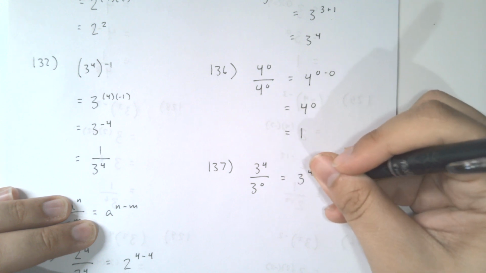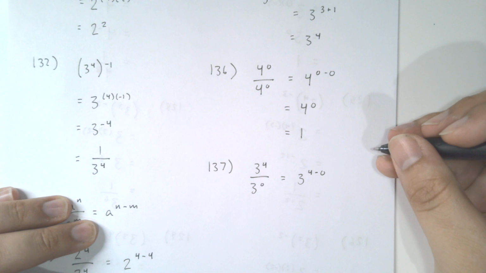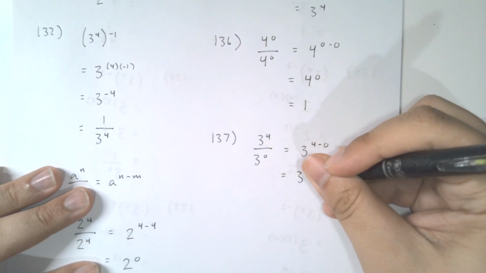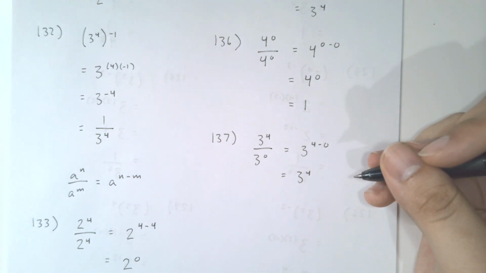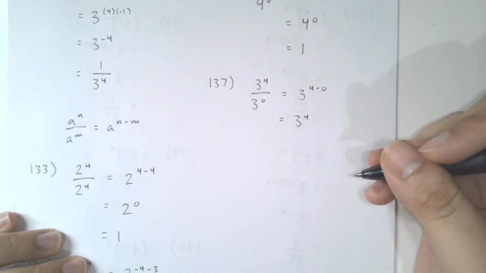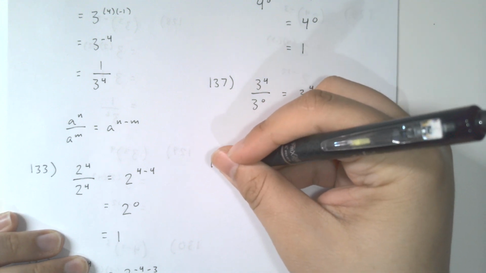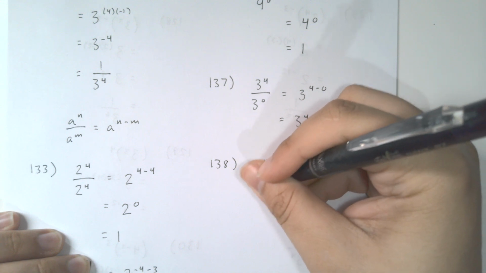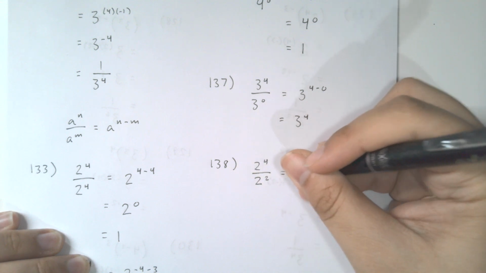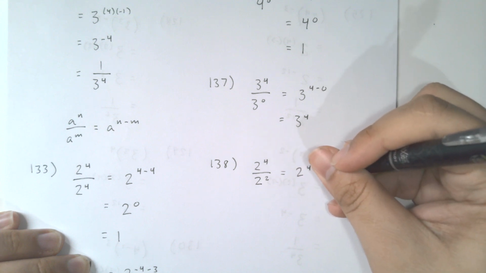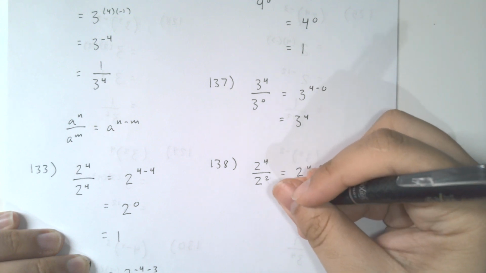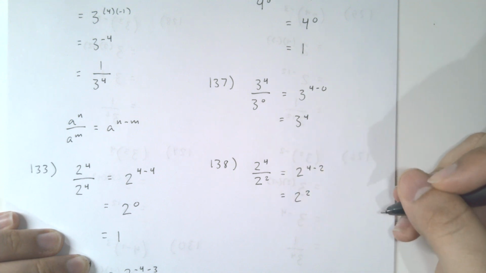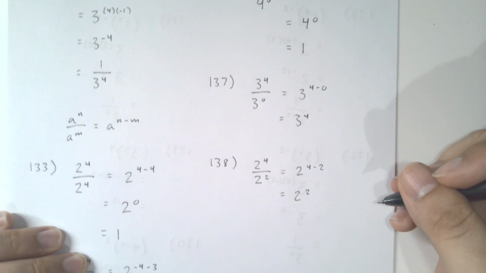This is equal to 3 to the 4 minus 0 power. And 4 minus 0 is still 4. So we have 3 to the 4th power. And this is good as is. For 138, we have 2 to the 4th over 2 to the 2nd. This is equal to 2 to the 4th minus 2. This is equal to 4 minus 2, which is 2. So we have 2 squared. And this is fine now.